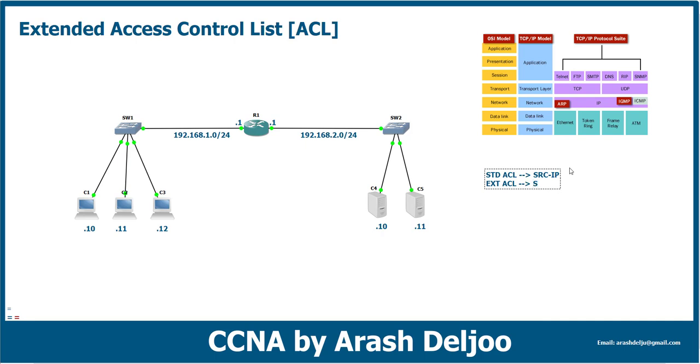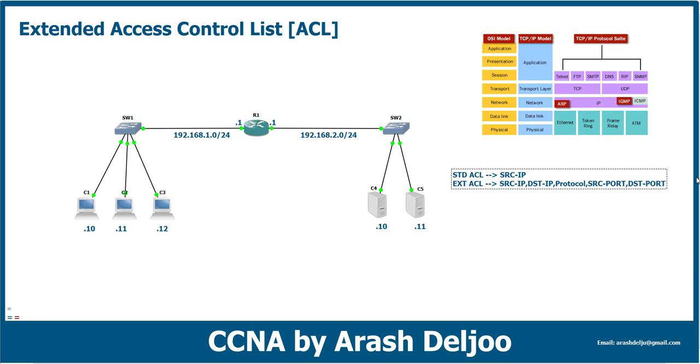For example, we can configure the condition according to the source IP, the destination IP, or the protocol, and also the source port and destination port. You will learn about them in this video, but let me start step by step. In the first part, I'm going to show you the difference between the extended ACL and the standard ACL when we need to use the destination IP and also the protocol.